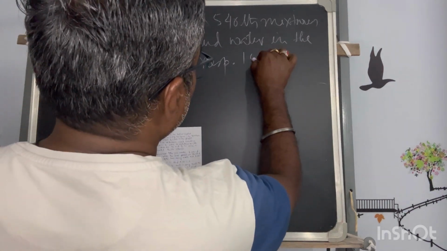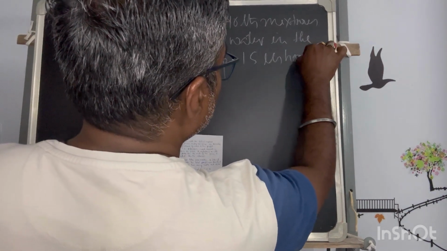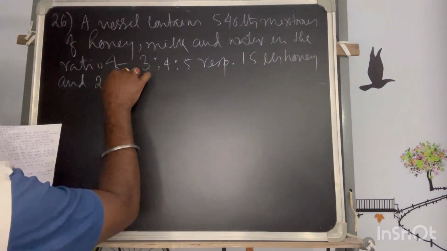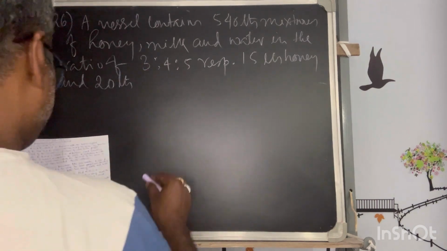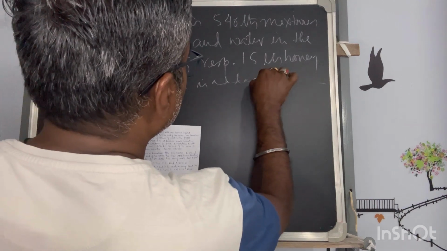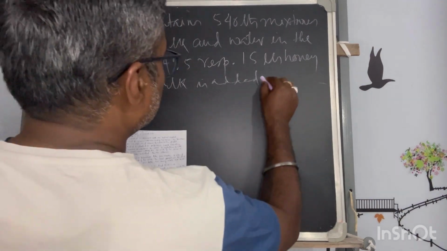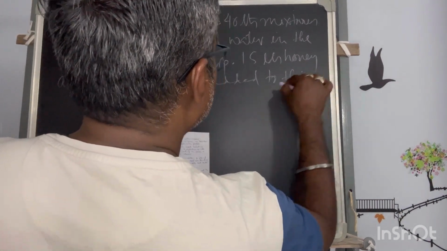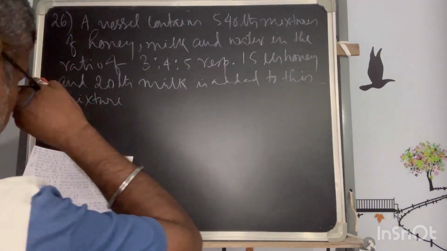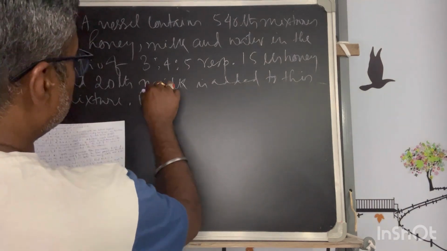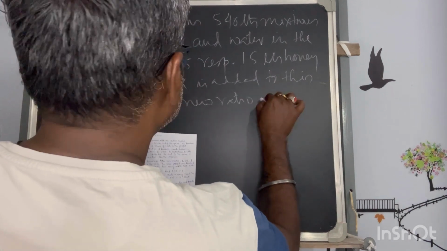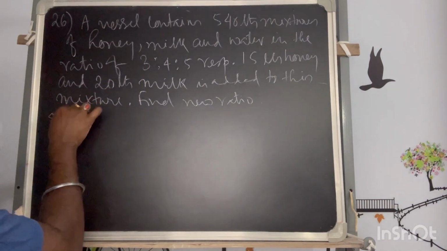15 liters honey and 20 liters milk is added to the mixture. Find new ratio. Okay, so this is very straightforward.